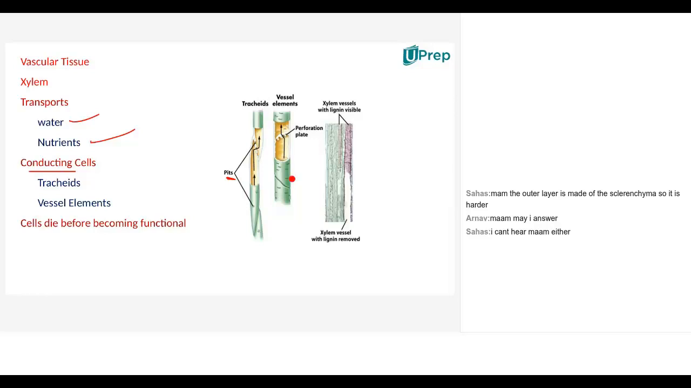Okay. Try another way. Think. I want other students to answer. Try to think. The answer is here only, in this slide only. Just check the slide once properly. Are you clear with my question? Why are there gaps? Why are there pits in the cells? Here also you can find pits. See, gaps are there in tracheids and vessels also. Why?